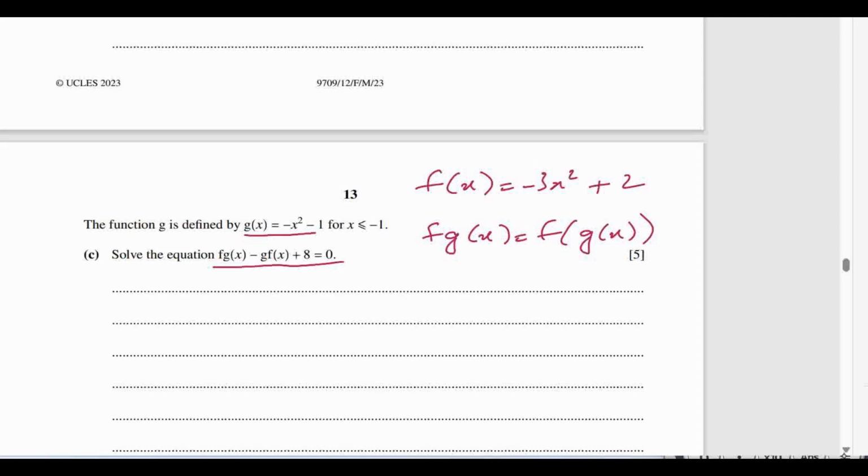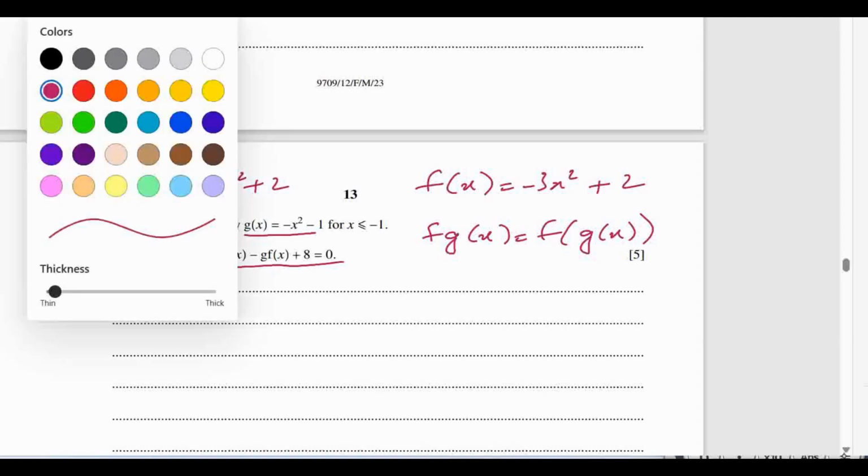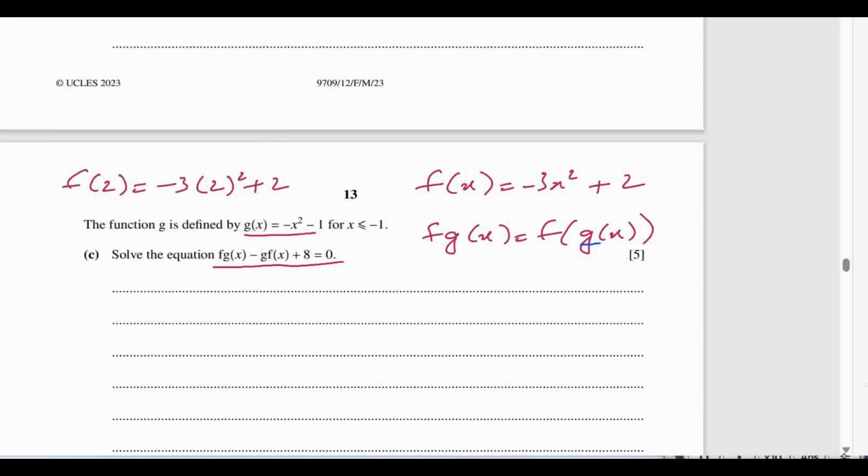मतलब जब आप अगर f of 2 find करना हो तो आप क्या करते थे कि -3 into 2 square plus 2 करते थे. इसी तरह जब ब्रैकेट के अंदर आपके पास g of x आ रहा है तो इन दैट केस आपने सिंपली x को रिप्लेस करना है विद g of x. तो हम इसको डायरेक्टली पुट करते हैं. सो fg of x means -3x square की जगह आप g of x की वैल्यू पुट करते हैं.